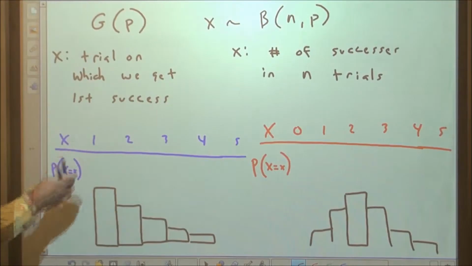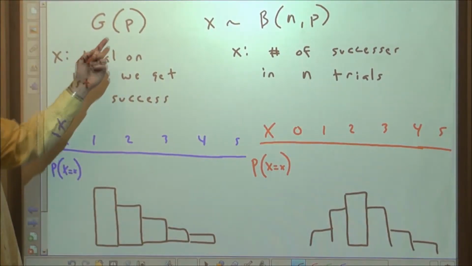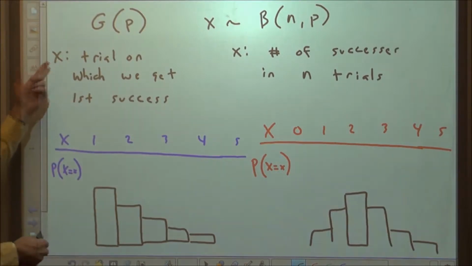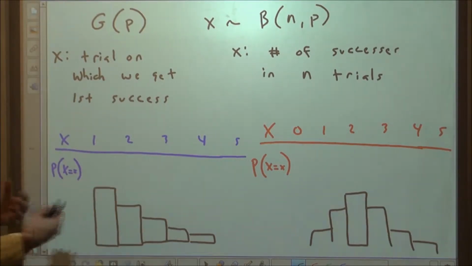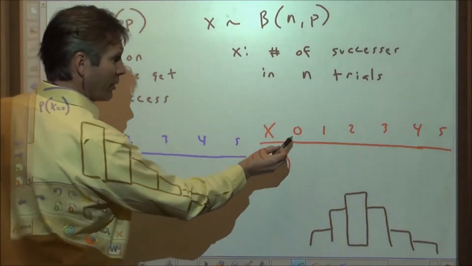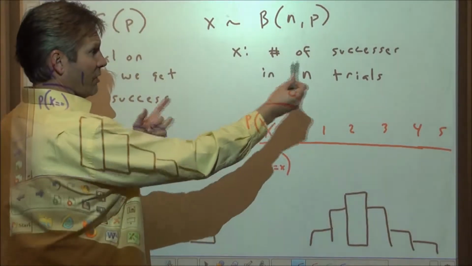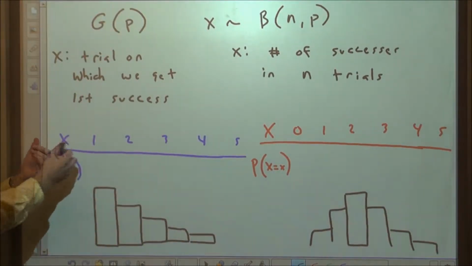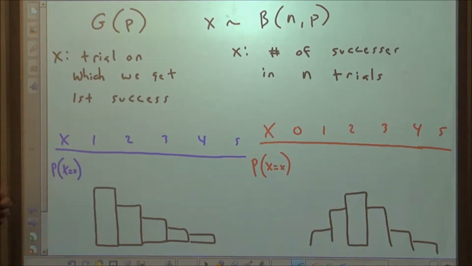But with geometric, the only parameter is p, the success rate, because the random variable is the trial in which we get our first success. And so unlike binomial, where you can have 0 successes out of n trials, with geometric, you can't have your first success until the first trial. So the smallest value for x could be 1.